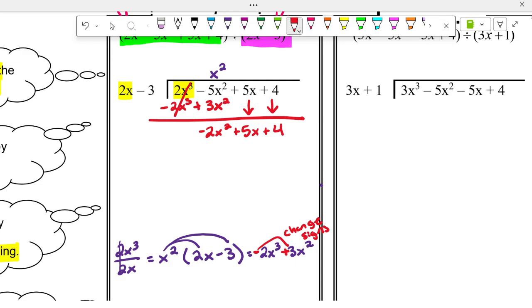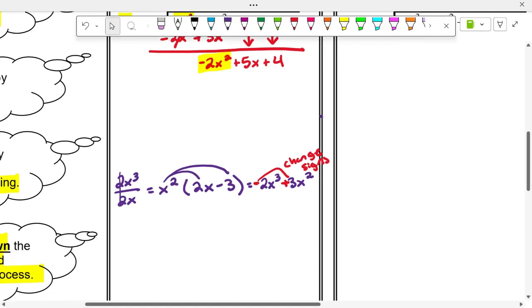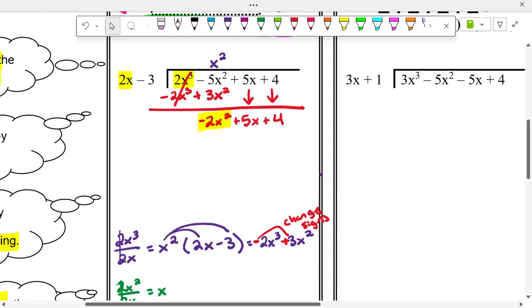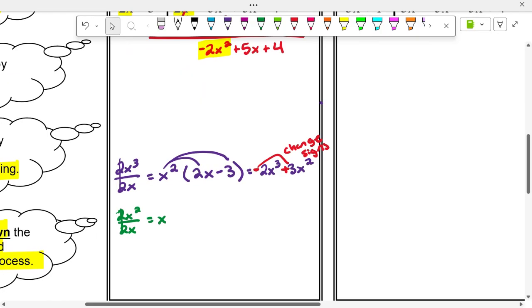And then all we do from here is just repeat the process. So I'm now going to divide negative 2x squared by 2x. So I'm going to come down here. 2x squared divided by 2x. What happens to the 2's? They cancel out. What's x squared divided by x? X. So I'm going to take a moment, come back up here, put plus x. All right. Now, we take that x and we multiply it to the 2x minus 3.